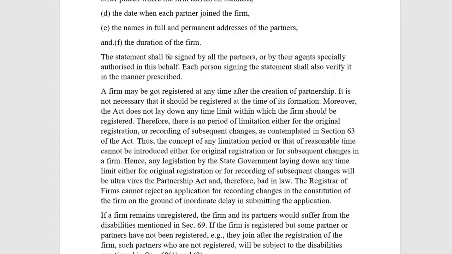The statement shall be signed by all the partners, or by their agents specifically authorized in this behalf. That means the statement has to be produced before the Register of Firms, and these statements have to be signed by either the partners or their agents authorized on behalf of the partner. Each person signing the statement shall also verify it in the manner prescribed.